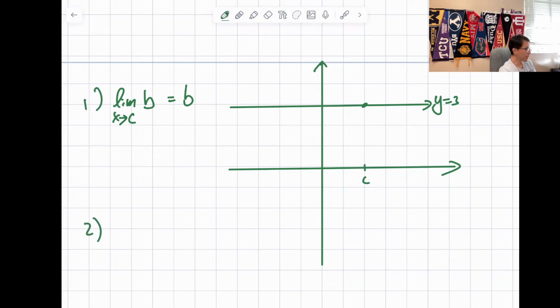Okay, so that's the first basic limit. What happens when the limit as x approaches c of x is equal to what?